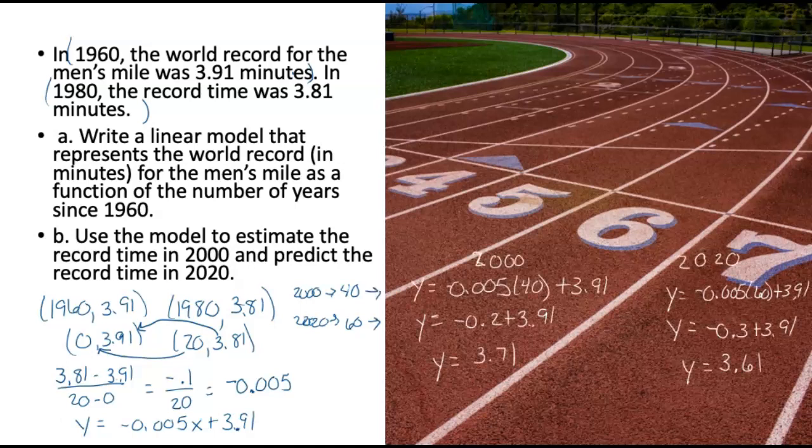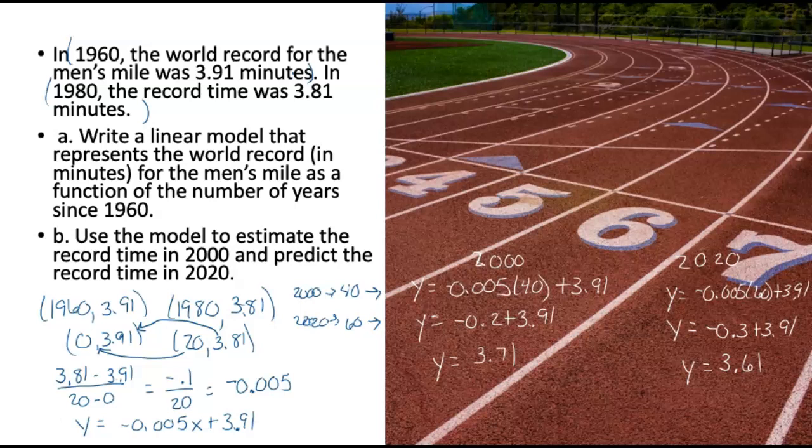All right, so looking here, you can see that if we just plug that 40 into our equation for the year 2000, we find out that they could estimate that in 2000, the new record would be 3.71. And then in 2020, they would estimate that the record would be 3.61. So again, finding that rate, remember to be careful about where you started, and those years are going to be in time. So let's take a look at another one.